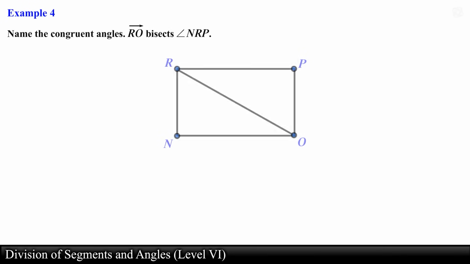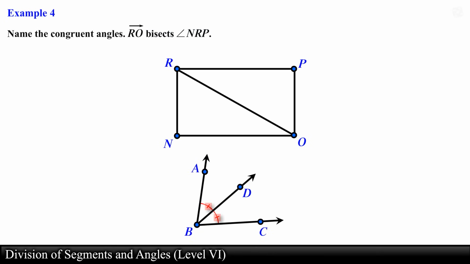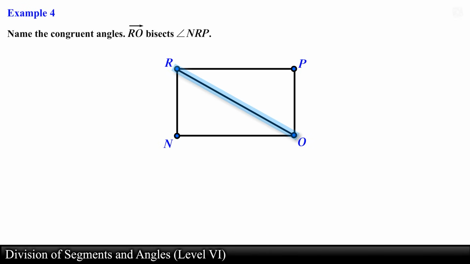Alright, let's take a look at the next example. Name the congruent angles. Ray RO bisects angle NRP. In this problem, we are asked to name the congruent angles given that ray RO bisects angle NRP. Recall that an angle bisector will split an angle into two congruent angles. Since ray RO bisects angle NRP, it will split it into two congruent angles. In this case, angle NRO is congruent to angle PRO. And this is our final answer.